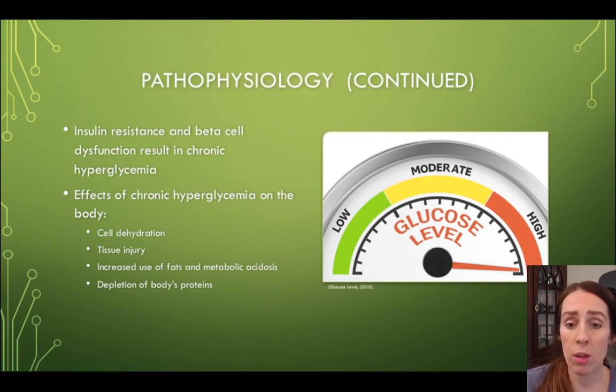And the last effect on the body of chronic hyperglycemia can be depletion of the body's proteins. Like fats, proteins are also broken down at a more rapid rate as a compensatory method to be utilized as energy for the cells. This can cause rapid weight loss and polyphagia.